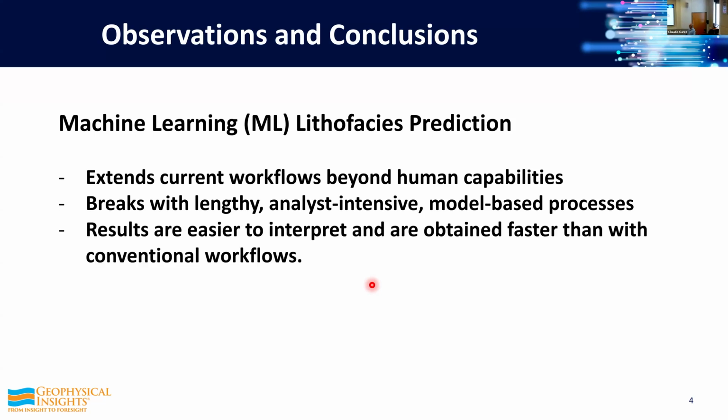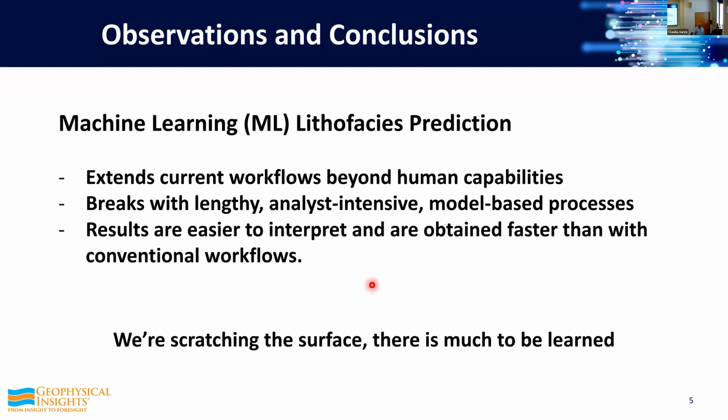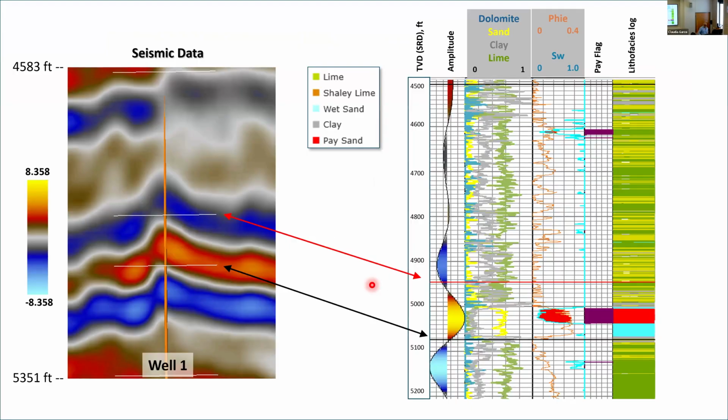We're going to see that its results are easier to interpret and are obtained faster than with conventional workflows. And I think that Robin brought this to bear. He mentioned this. There's still a lot to do. We are just starting to learn how to apply machine learning, or to trust it to be used in geosciences. Okay, so this here is just what we're trying to do.